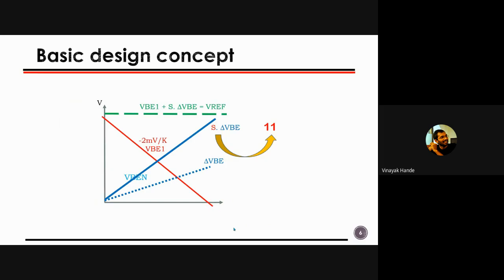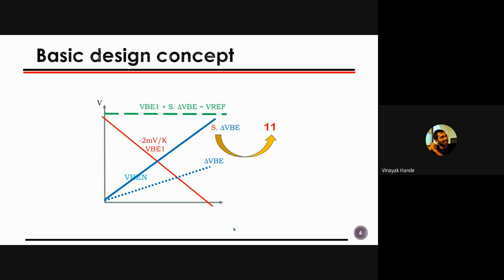Right. Then we have seen some basic concepts. We have VBE1, which is pumping the current into that transistor or BJT, and it is reducing with the temperature by a -2 millivolt per Kelvin slope, right? Then we got a delta VBE, right? And we scaled that delta VBE by the factor of S, and for a value of N equal to 8, at room temperature, if we start calculating the value of S, it will come around 11, right?